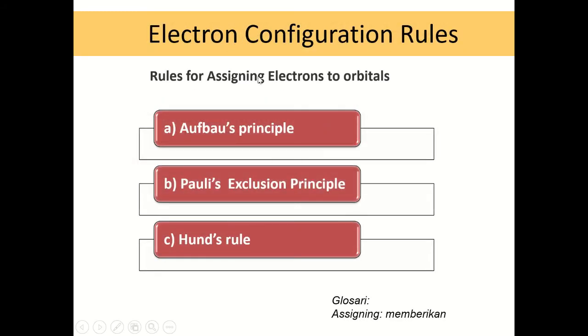So here are the three rules used to assign orbitals. Rules for assigning electrons to orbitals. When you want to fit the electron into its orbital, because we know that orbital is the place to find the electron, we need to use these three rules together. You cannot choose either one, you must use all three rules. The first one is the Aufbau principle, the second one is Pauli's exclusion principle, and the third one is Hund's rule.